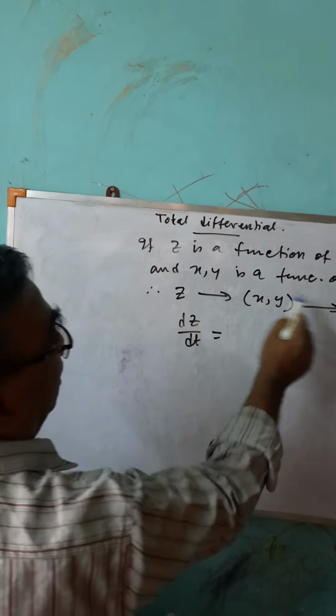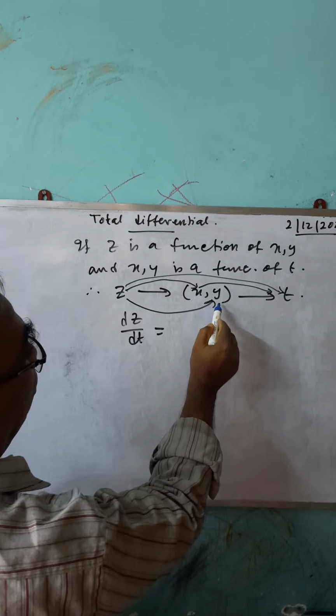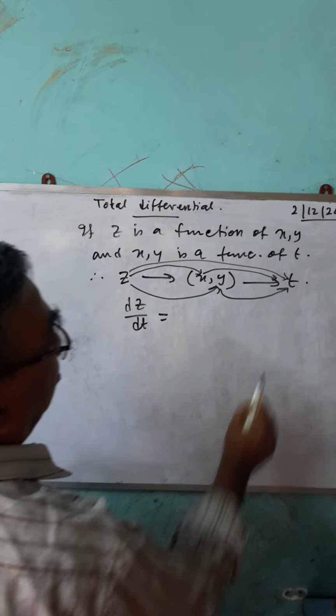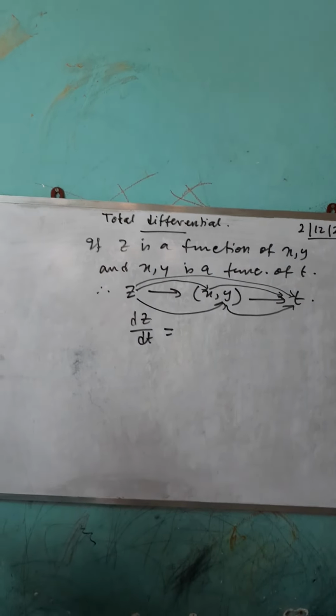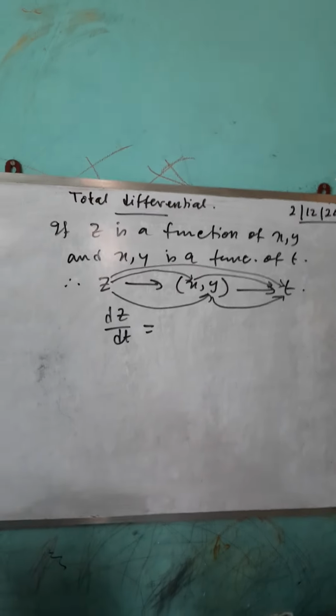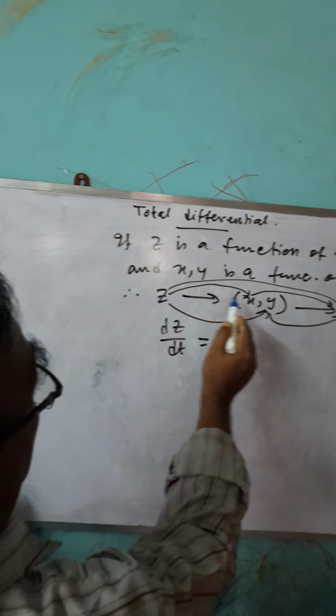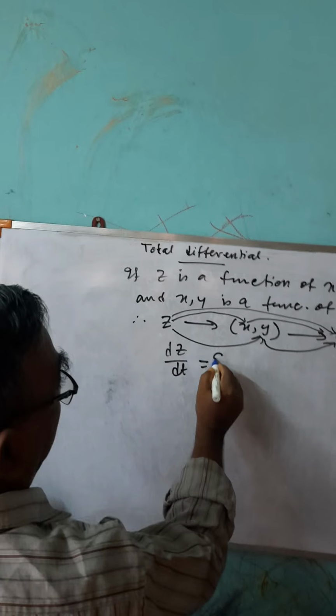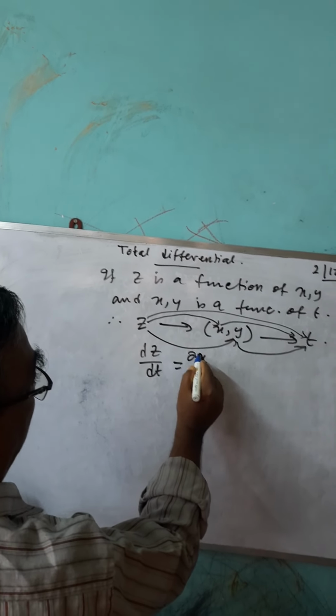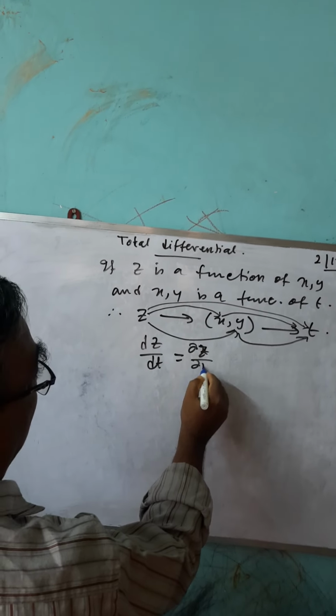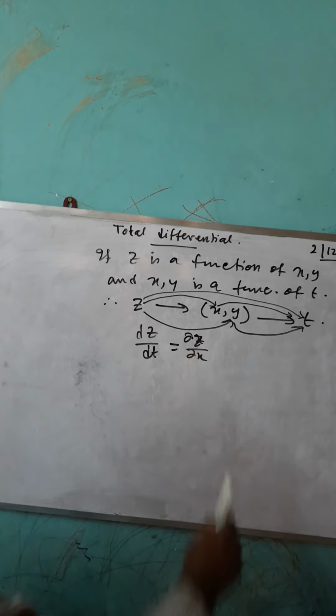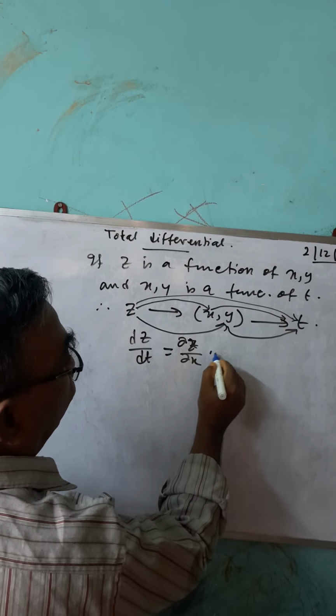When you go from this to this, you have to go z to x, then x to t, then z to y, then y to t. By this way you have to remember. So now you see, z to x, that is del z del x. Now x to t, into dx/dt.